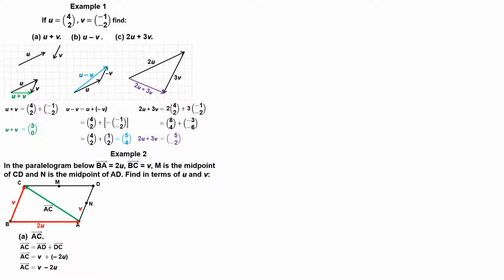Find, in terms of vector u and vector v, the vector BM. We want a vector that starts at B and ends at M. Vector CM is a half the vector CD.